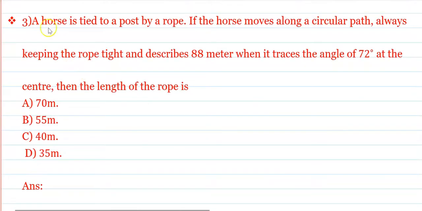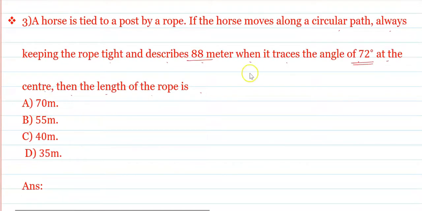Next, a horse is tied to a post by a rope. If the horse moves along a circular path, always keeping the rope tight, and describes 88 meters when it traces the angle of 72 degree at the center, then the length of the rope is, and here we'll find out what is the angle. The angle is 72 degree. Keeping the rope tight, it described 88 meter when it traces the angle. And therefore we want to find out the length of the rope, which is nothing but the radius.